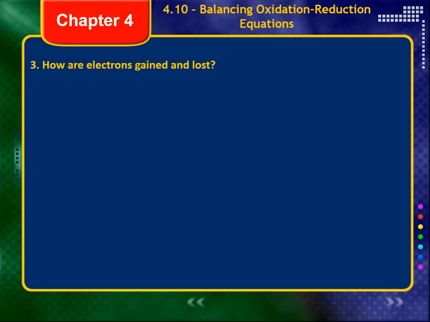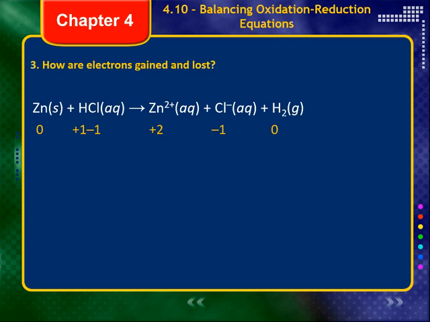Step 3, how are the electrons gained and lost? And so we're looking at what we just did here. I have the same equation with the oxidation numbers. I'm noticing that one electron is being gained twice. And so that hydrogen on the left side of the reaction arrow had a +1 oxidation state, but on the right side it was 0.